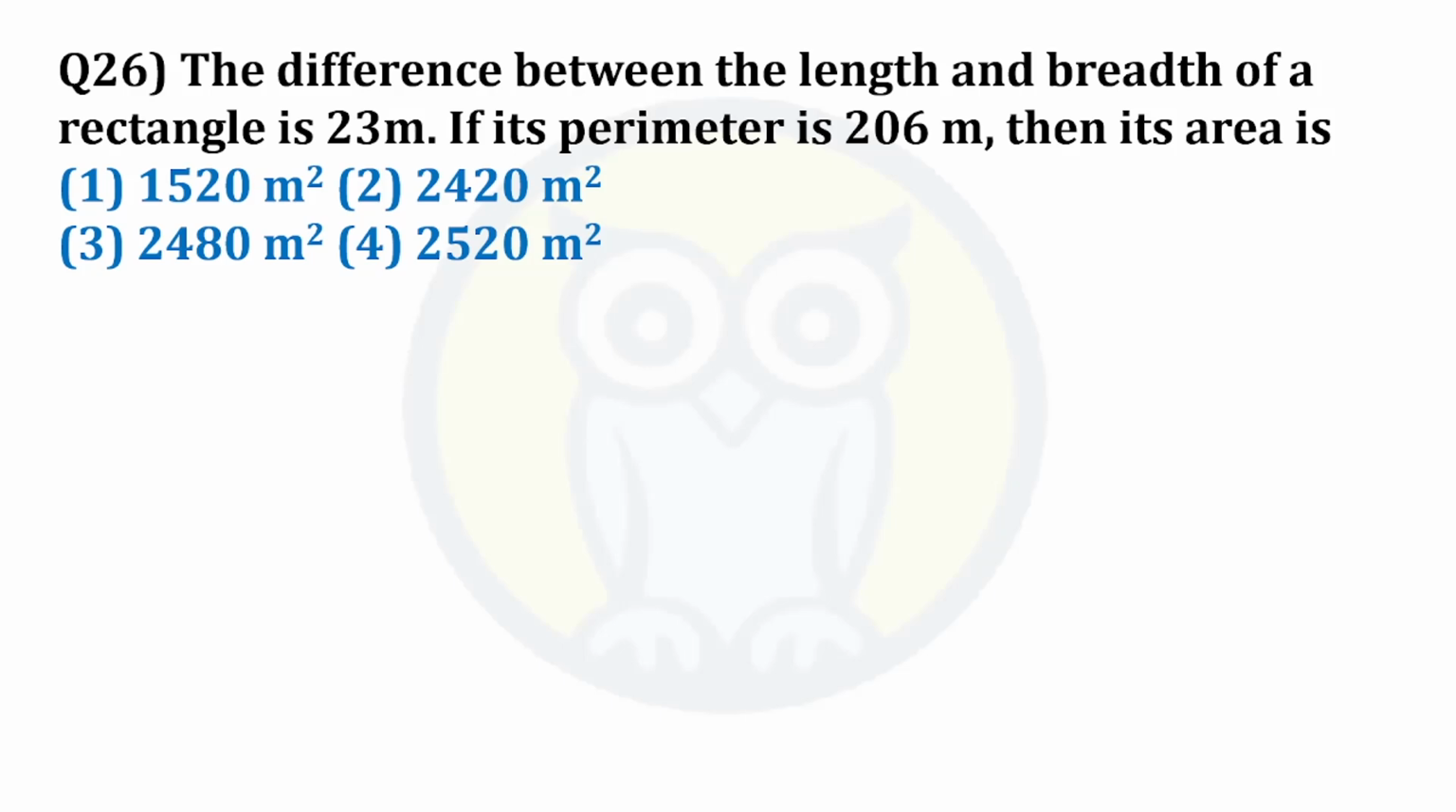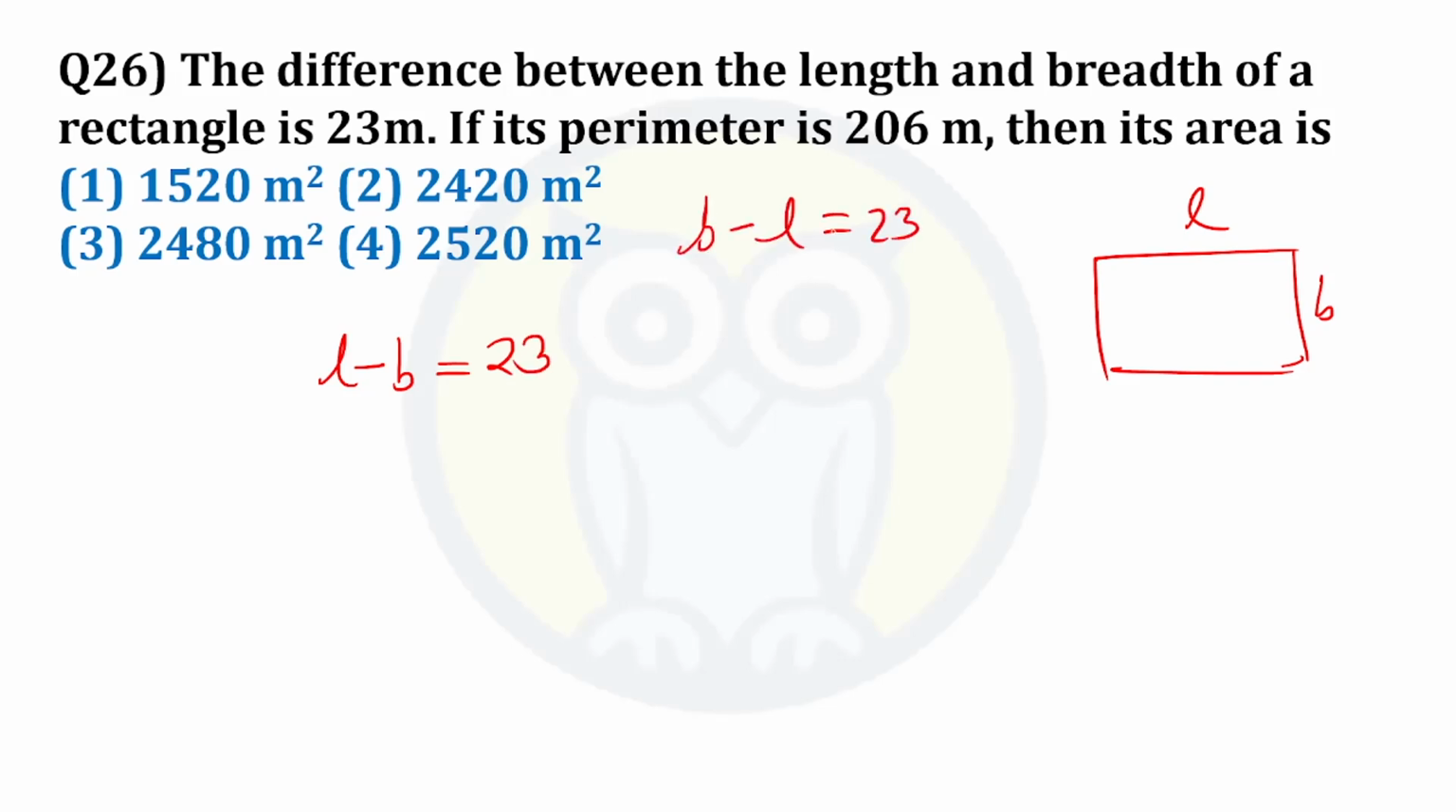In this video, we will only solve two-dimensional mensuration questions. So question number 1. The difference between length and breadth of a rectangle is 23. The difference is given for a rectangle with length and breadth, so L minus B is given as 23. The difference could be written as B minus L equals 23, but it is not written that way.